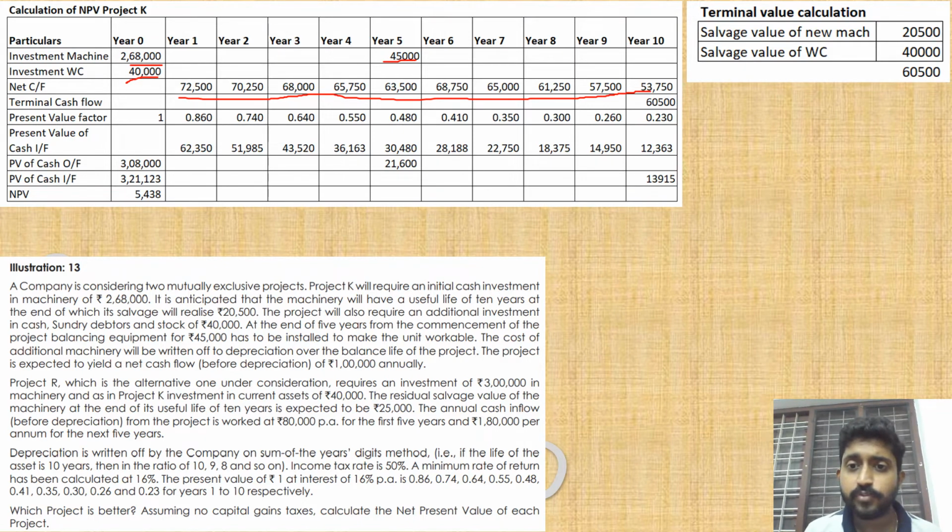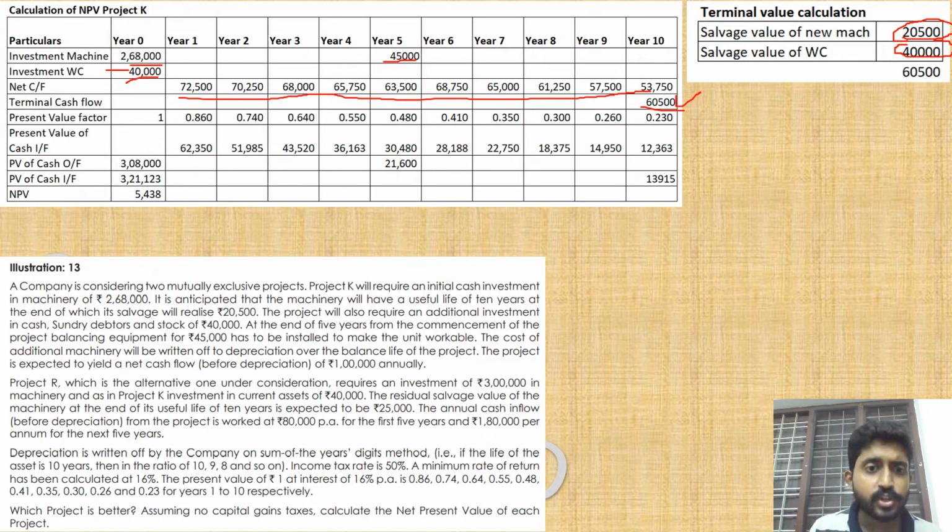What is the terminal cash flow? It is the liquidation of all the assets. The new machine you can liquidate at 20,500. It is given in the question. Working capital can always be liquidated at 100%, so the 40,000 investment can be liquidated at 40,000. So the total is 60,500, which you will get during year 10.